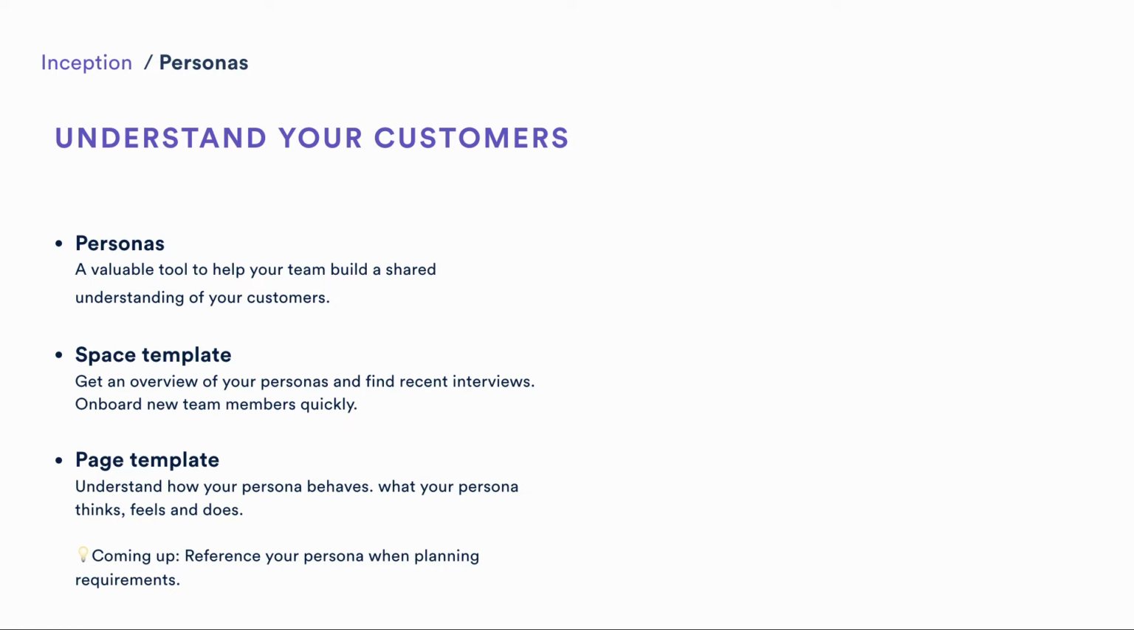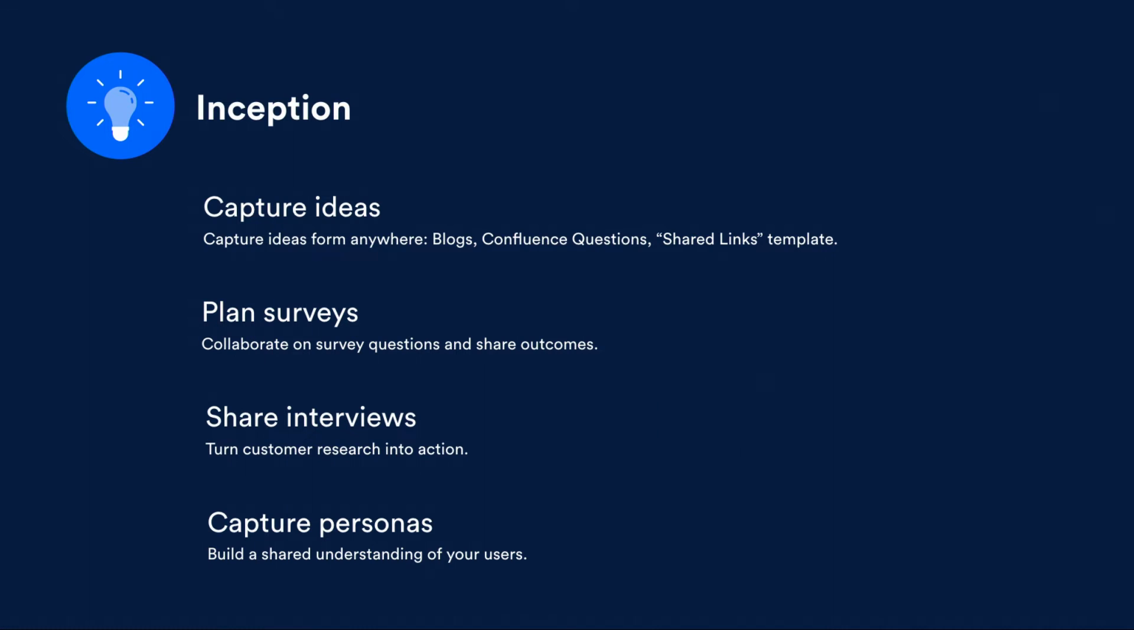So personas are great. If you don't use them, hopefully maybe I've given you a little bit of encouragement to check them out. You can Google personas, there's so much stuff written about them. But it's very easy to create a space template and a page template. So if we're doing those personas, we're doing that customer research interviews, and then we're creating personas for them, what I'll share with you later is how we can reference those personas when we're actually writing specs and talking to our teams about them. So there's a lot of things that Confluence can help software teams in the inception phase.